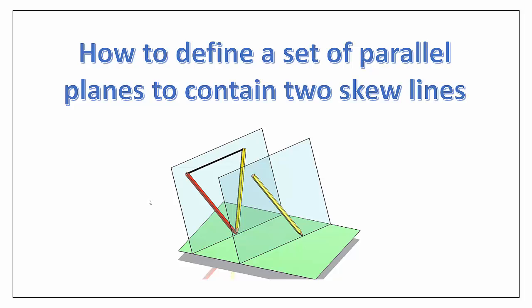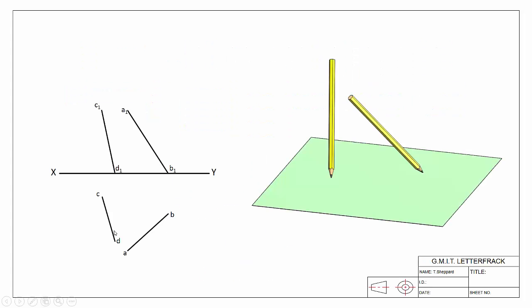So in this video we're going to look at how to define a set of parallel planes to contain two skew lines. So we'll begin by just discussing what this actually means and how to actually go about doing this on your drawing sheet. So we'll start off by just looking at a little sample here.